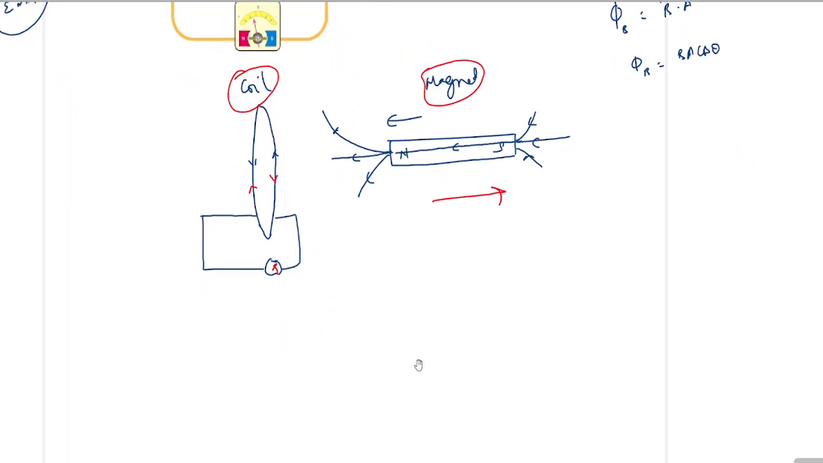As long as there is relative motion between the magnet and the coil, current persists in the coil. When the magnet stops, current becomes 0. When the magnet is pulled away from the coil, current still flows, but in the opposite direction. This is what you need to write here. One more point required here is Lenz's law, which I'll do in the next model paper, otherwise it becomes lengthy here.